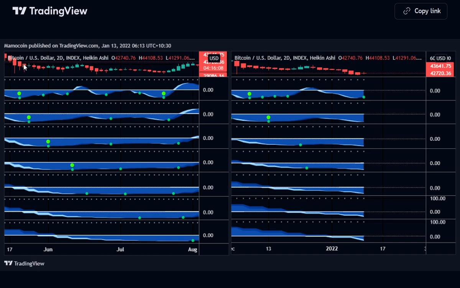But as we can see, in the previous consolidation here between 30 and 40k, there were a few times we got the green dots, first here on the 1-day, then the 2, then the 3, then the 4, even the 5-day. But then we did have a drop back down.